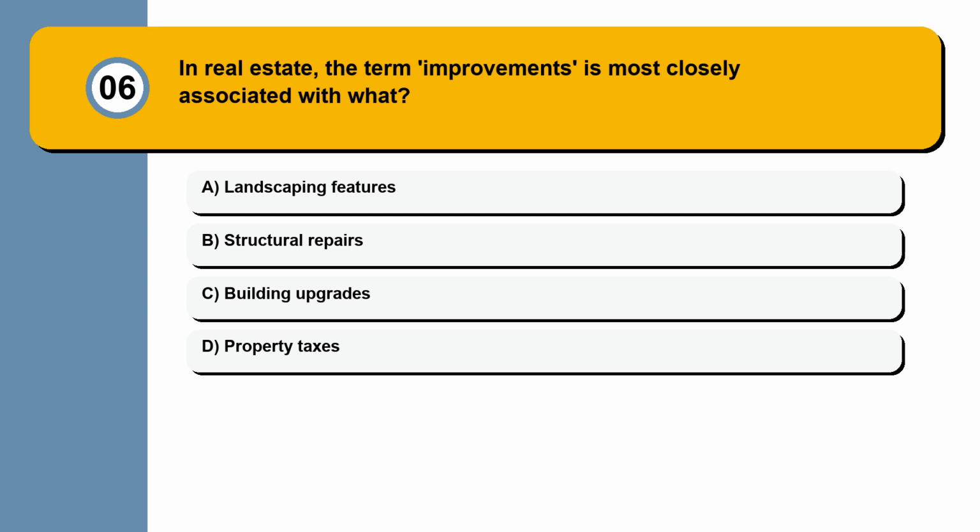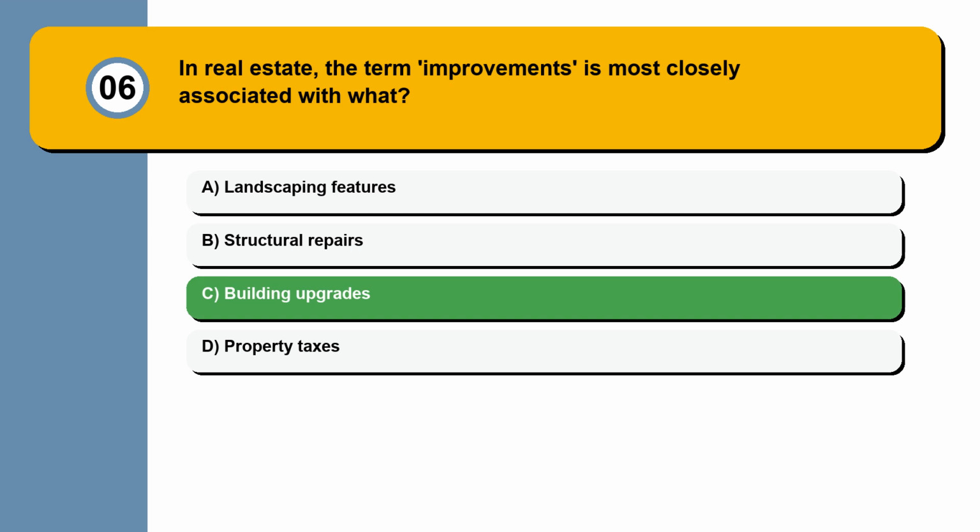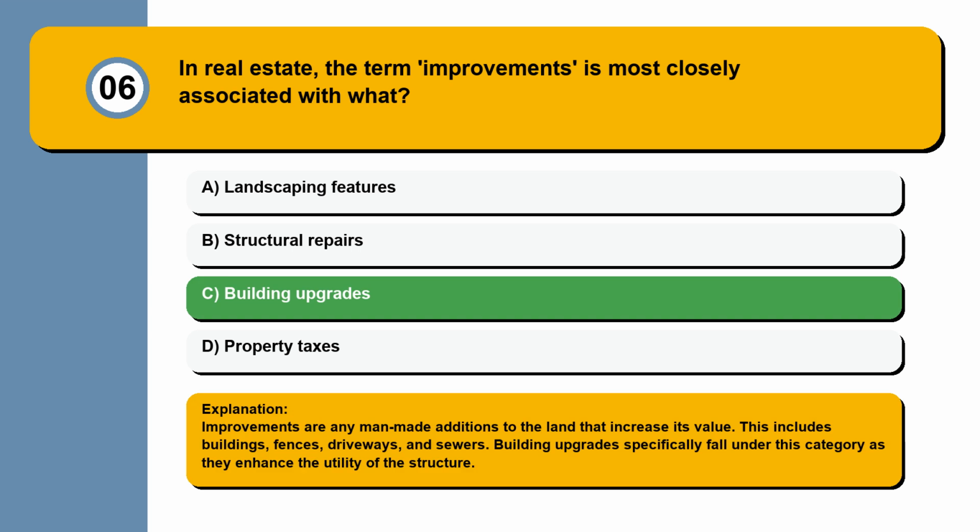Question 6. In real estate, the term improvements is most closely associated with what? Landscaping features, structural repairs, building upgrades, property taxes. Improvements are any man-made additions to the land that increase its value. This includes buildings, fences, driveways, and sewers. Building upgrades specifically fall under this category as they enhance the utility of the structure.